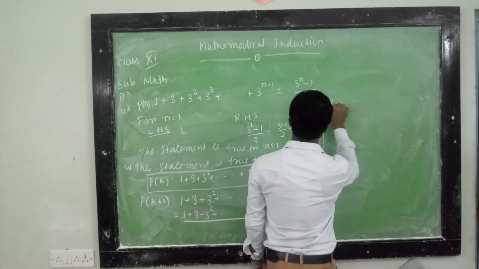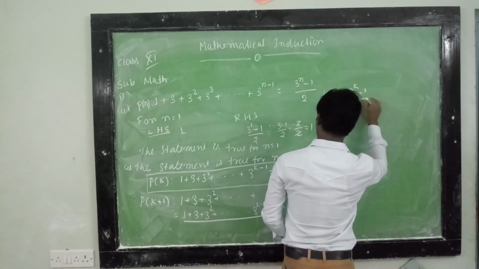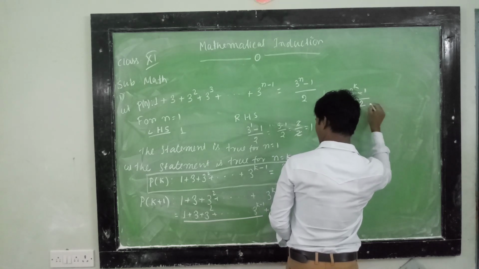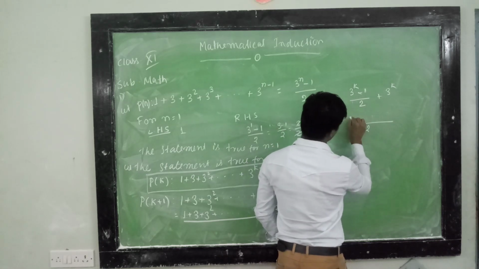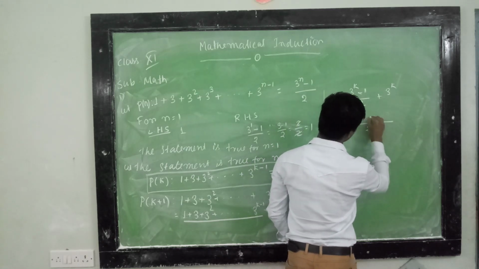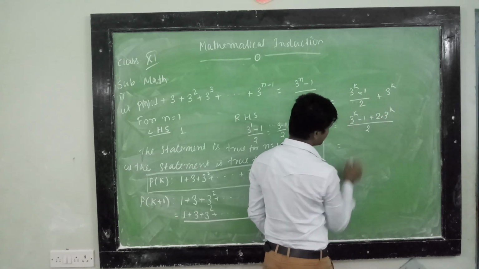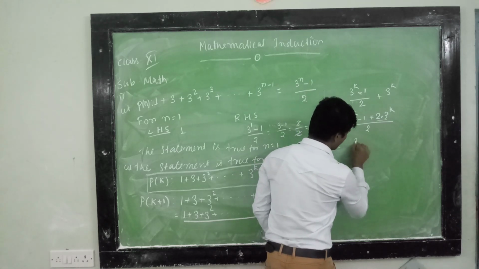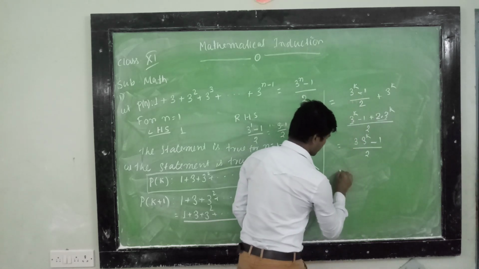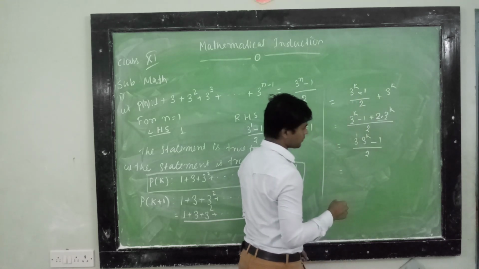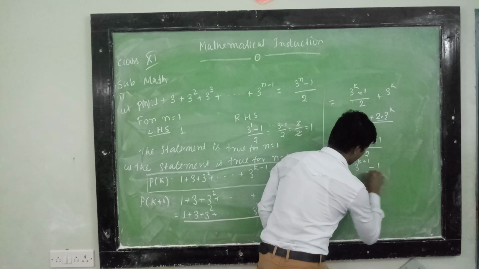So if I continue this line, it will be (3 to the power k minus 1) by 2 plus 3 to the power k. Now do the LCM. LCM is 2, so it will be (3 to the power k minus 1 plus 2 into 3 to the power k) by 2. Now look, this 3 to the power k plus 2 into 3 to the power k together give 3 into 3 to the power k, minus 1, by 2. That means 3 to the power 1 multiplied with 3 to the power k means (3 to the power k plus 1 minus 1) by 2.